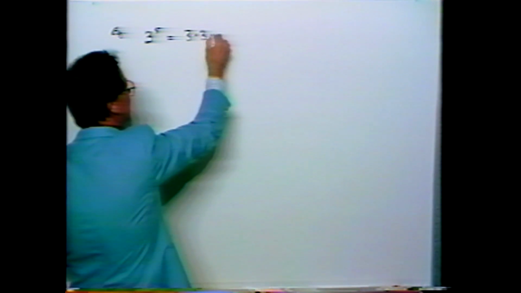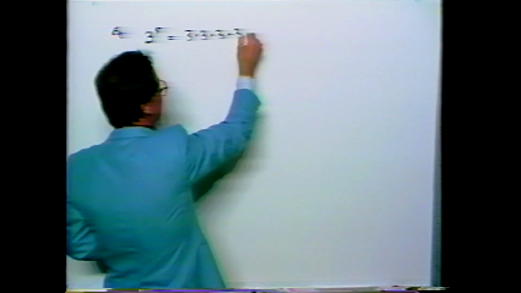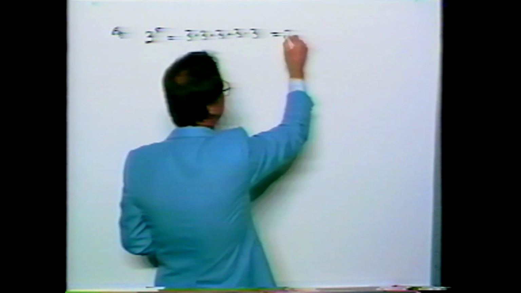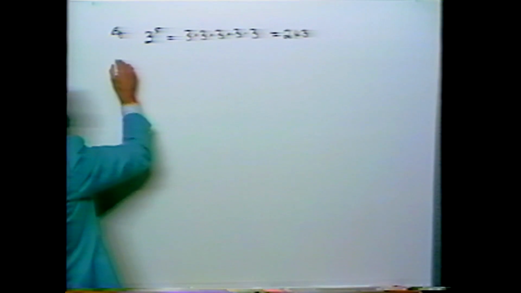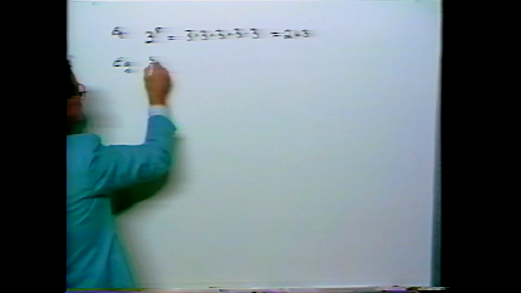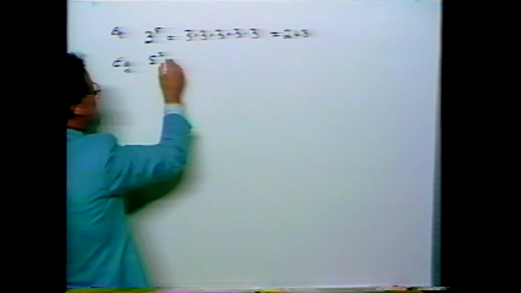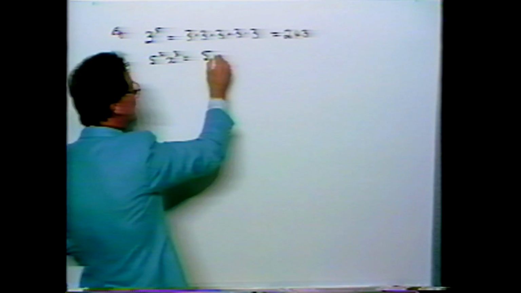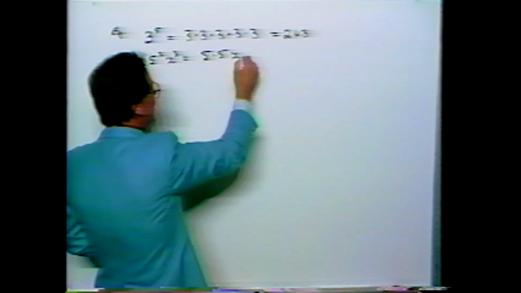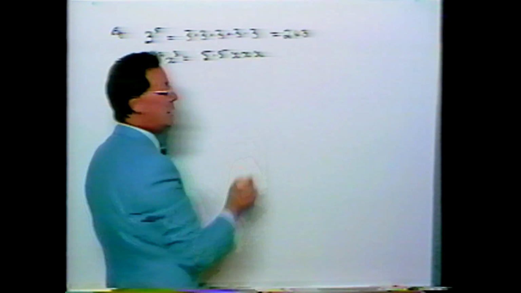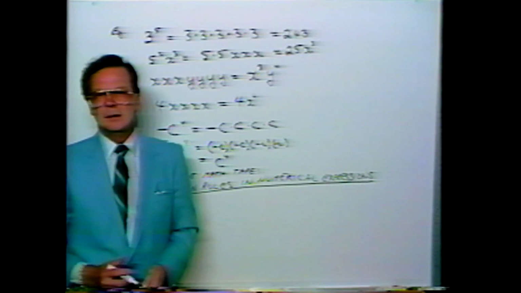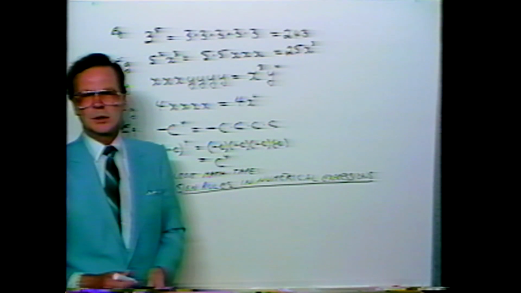3 to the 5th is equal to 3 times 3 multiplied by itself 5 times. As a number, this is equal to 243. Another example, 5 squared x cubed is equal to 5 times 5 followed by x times x times x, or 25x cubed. Here are more examples worked out.